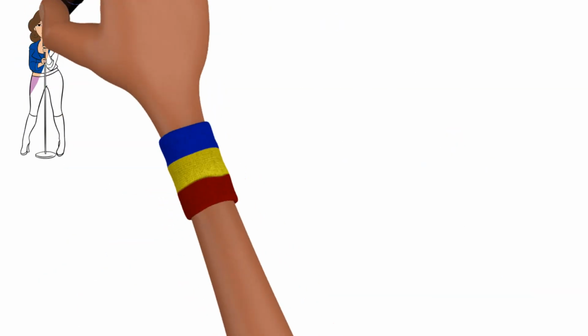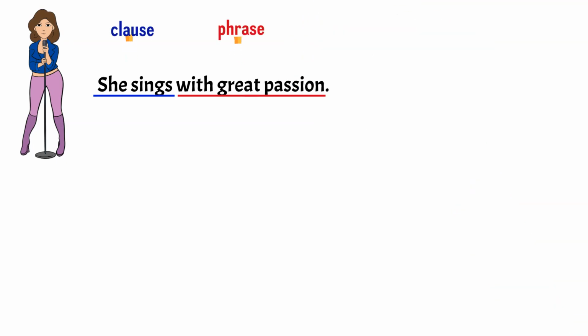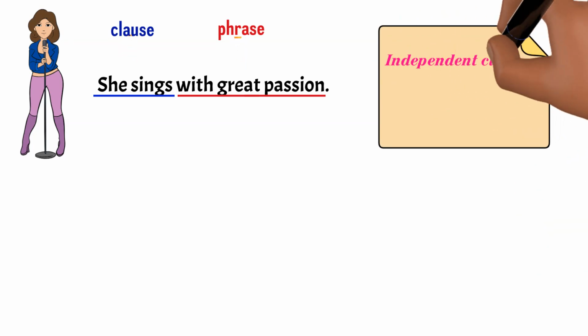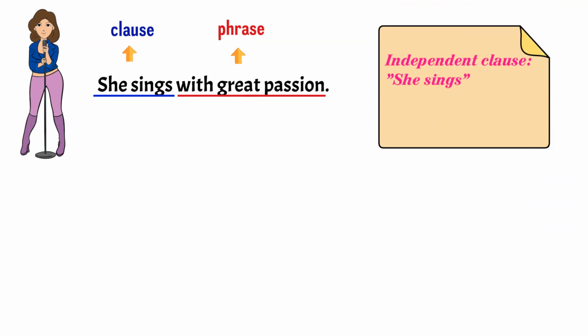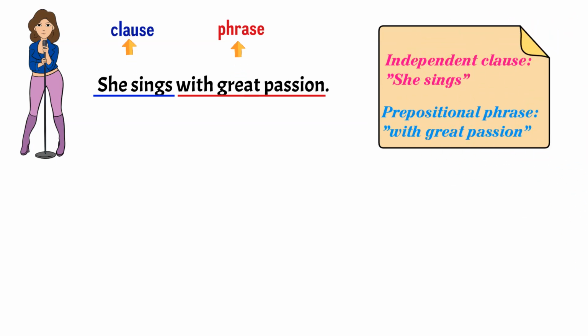Let's look at our second scenario. She sings with great passion. Here also, she sings is an independent clause because it makes complete sense on its own. With great passion is another prepositional phrase because it begins with a preposition.